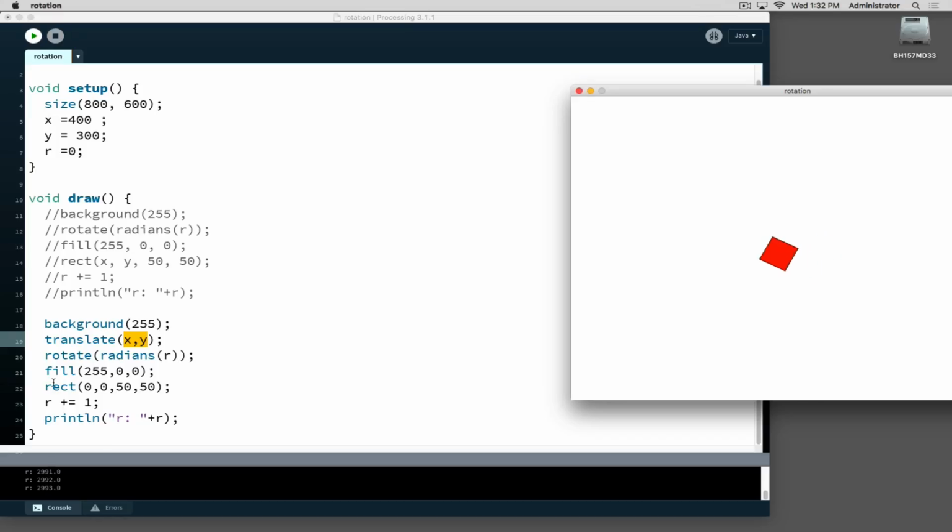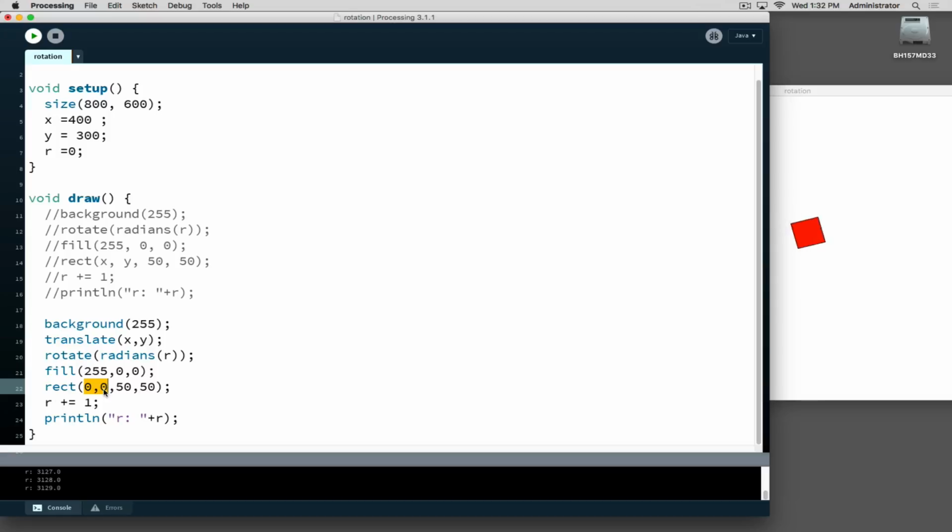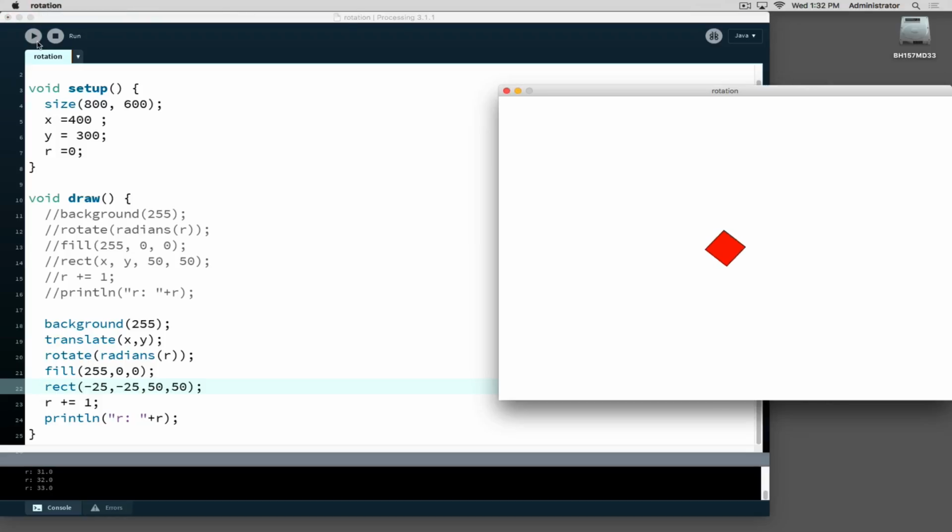Now if I look at my box, I'm drawing a rectangle at 0, 0. Now if I drew my rectangle at something like -25 and -25, now when it runs, you'll notice that it is rotating around its middle, because -25 is half of the width and half of the height of that object.